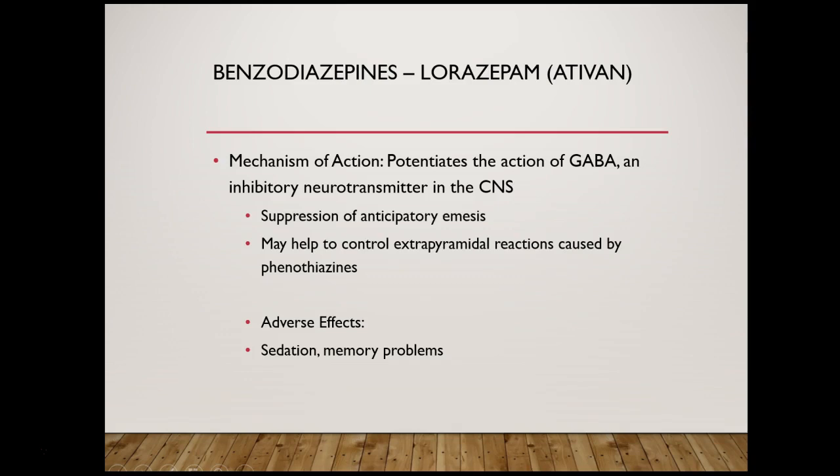So benzodiazepines, our example drug is lorazepam or Ativan. This is a common benzo that's given mostly for anxiety. But it's also used to treat nausea and vomiting because of the inhibition of GABA in the CNS. It's going to cause relaxation. It's going to help with sedation of the patient.